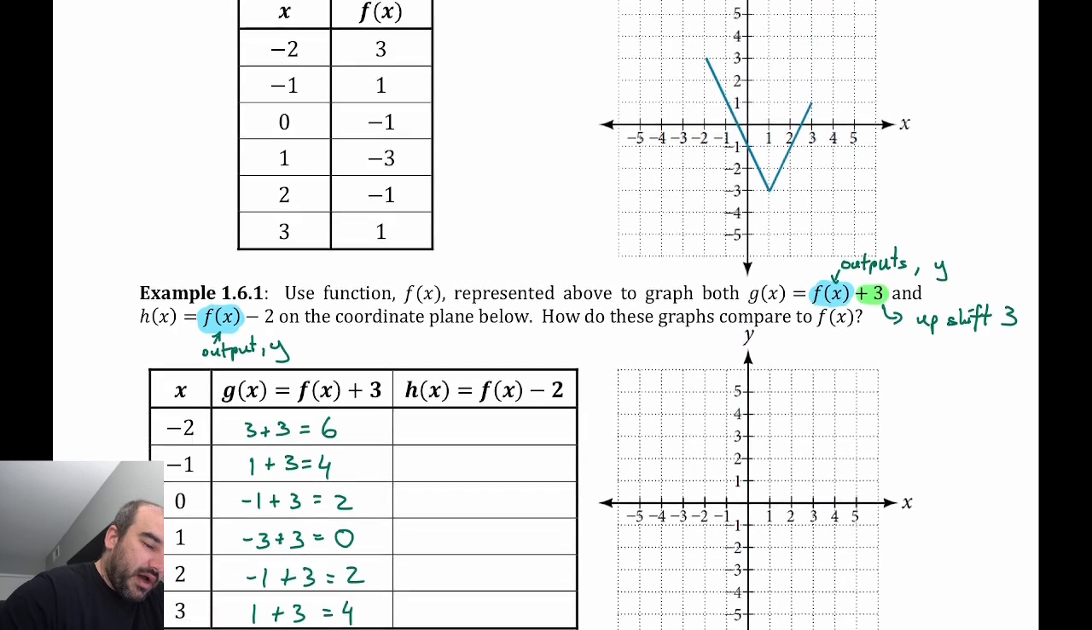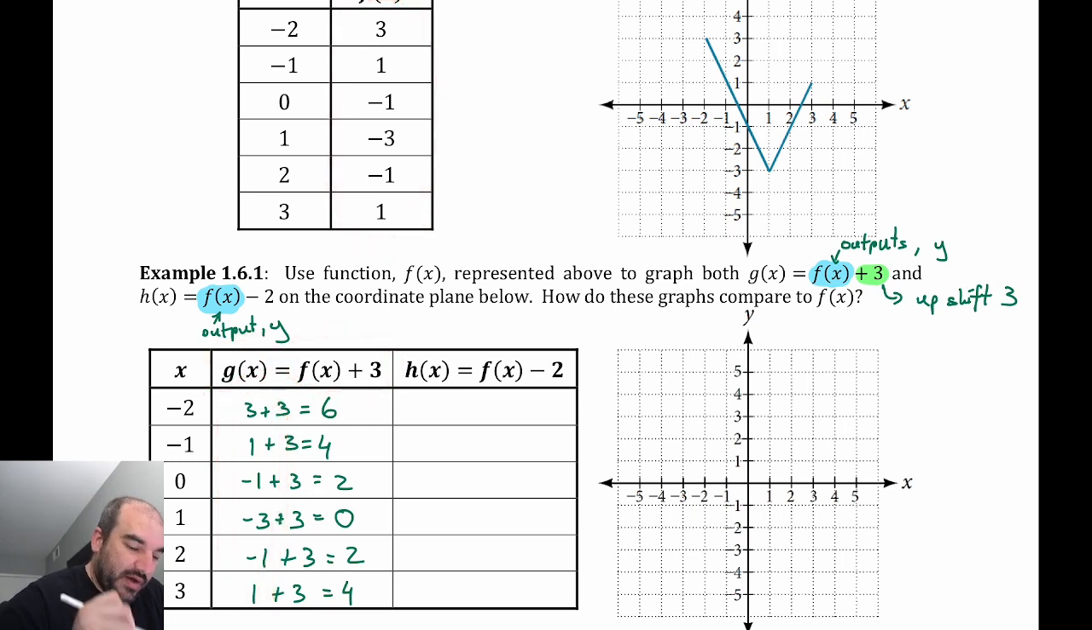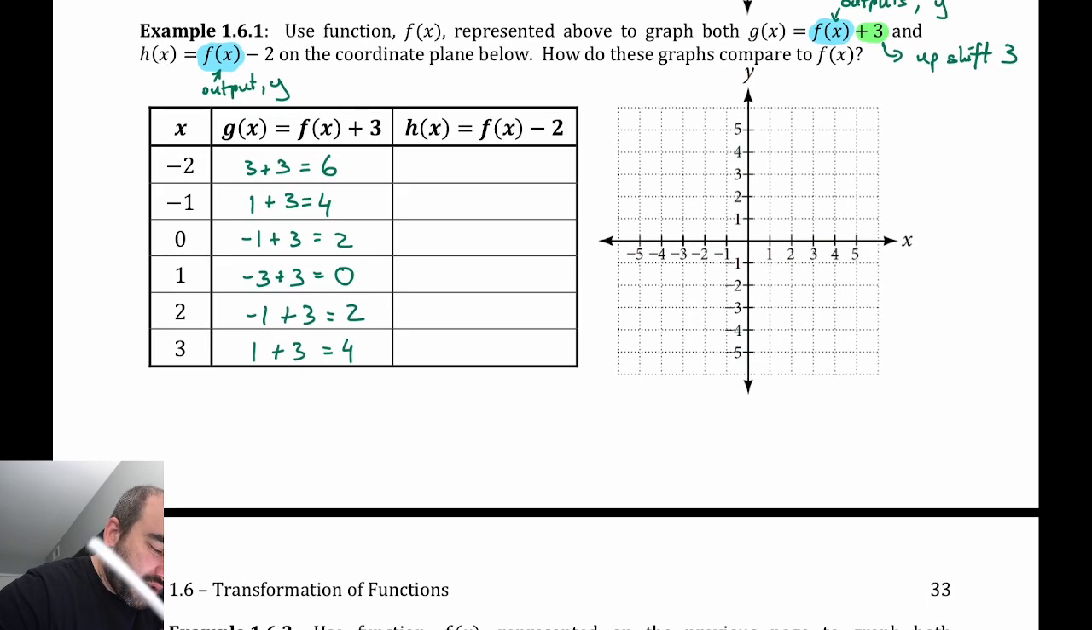So we get these f of x values here, right? And then we add 3 to them, because that's what g of x is, just 3 added to the y values. And so we get these new y values, and we can plot those on the graph. Negative 2 is 6. Negative 1 is 4. 0 is 2. 1 is 0. 2 is 2. And 3 is 4.